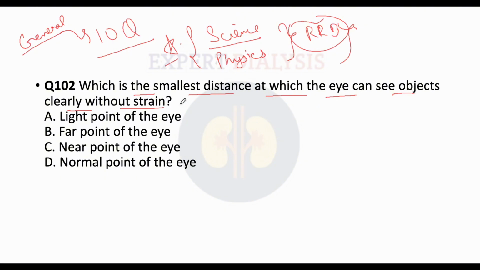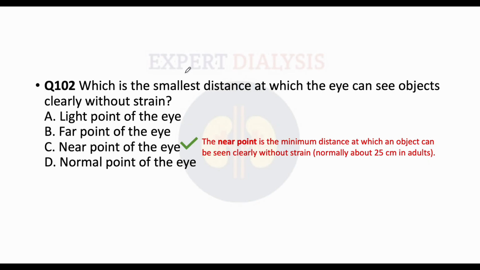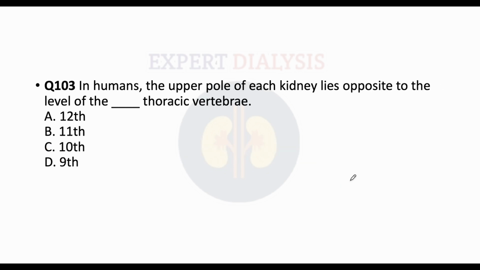Since it says the smallest distance at which the eye can see objects clearly, option A is light point of the eye, option B is far point of the eye, option C is near point of the eye, and option D is normal point of the eye. We all know this, I guess. So the answer will be near point of the eye. The near point is the minimum distance at which an object can be seen clearly without strain, normally about 25 centimeters in adults.